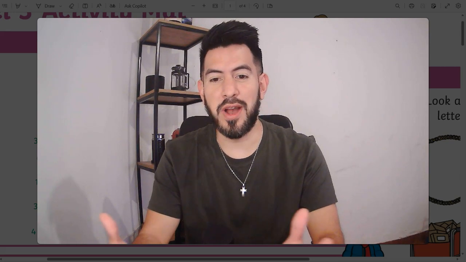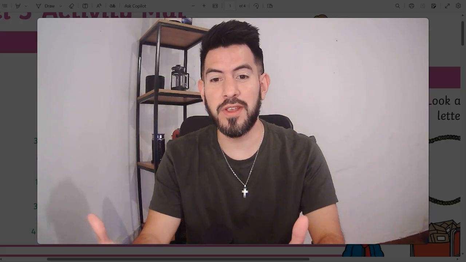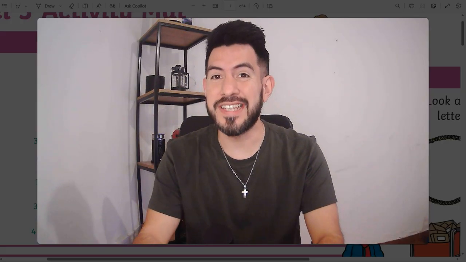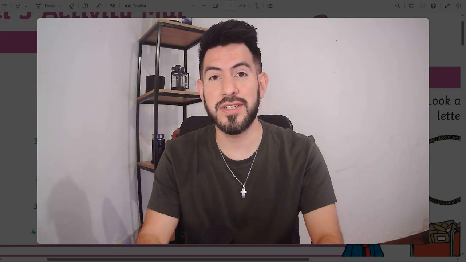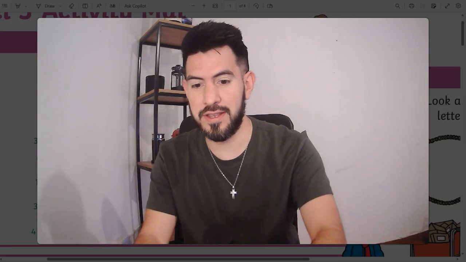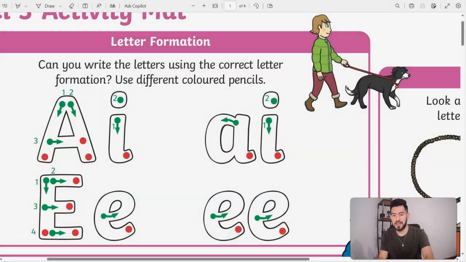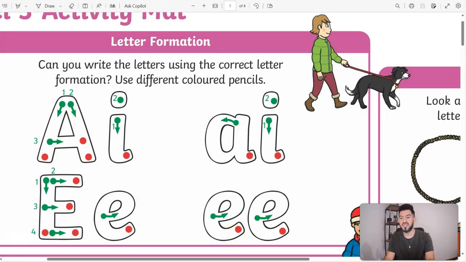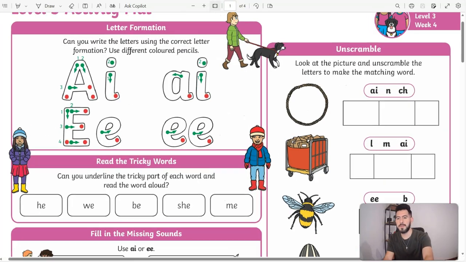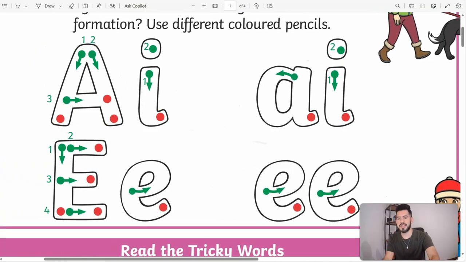Welcome to our tutorial. Today we're gonna be completing the activity mat you got for homework. Let's go straight into it, and let's start by tracing. This is the letter formation part. Look, this is the activity mat, and we'll start with the tracing activity.